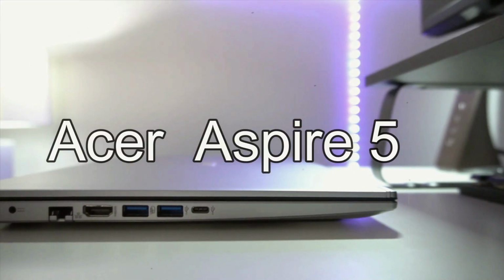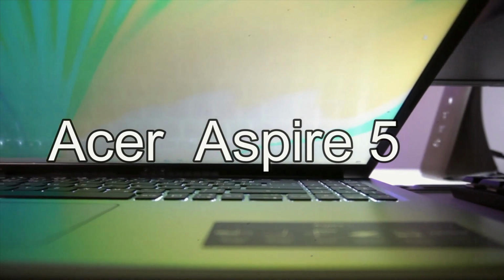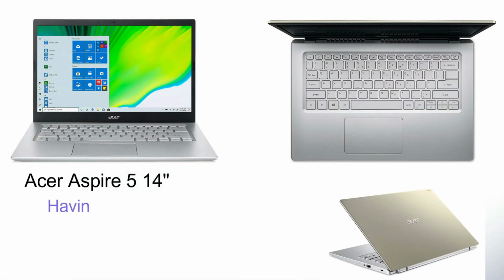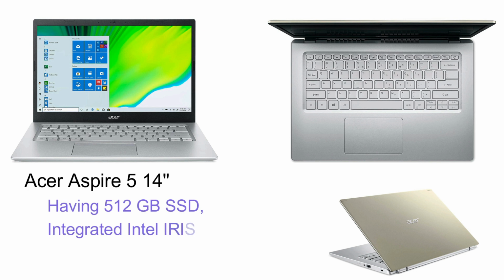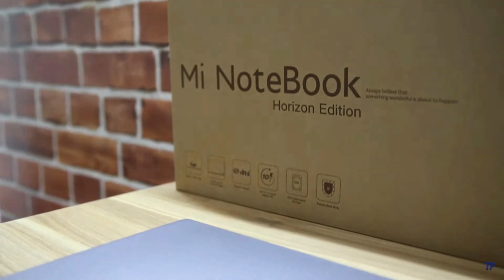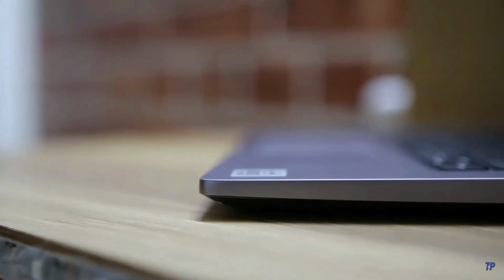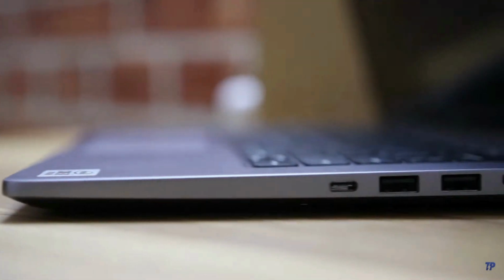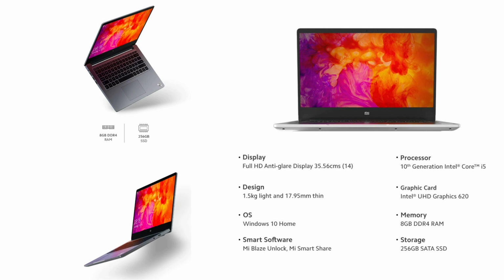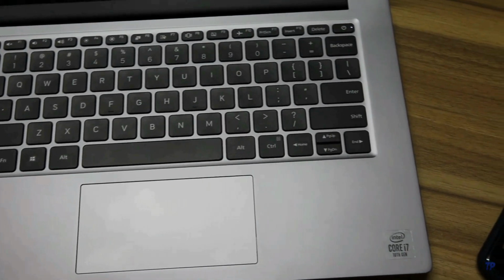We have the Acer Aspire 5, which comes at the price of 54,978 rupees, having 512GB SSD, integrated Intel Iris graphics, 8GB RAM, and 11th generation i5 available. This is the cheapest in our list. The Mi Notebook comes in both i5 and i7 Intel processors in the range of 55,000 to 60,000 respectively, having 512GB SSD, NVIDIA MX350 2GB, and 8GB RAM available. The elegant looking laptop is ideal for any architectural rendering.